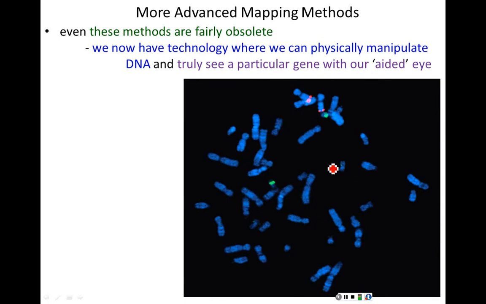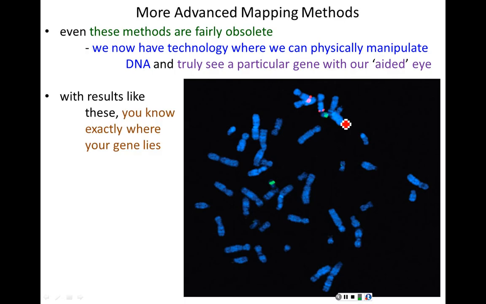tags that are physically binding to specific genes at their chromosomal location and then glowing unique colors. So based on the way the experiment is set up, we know that the green tag is identifying one gene we're interested in, the pink tag is identifying another gene, so we can physically see with our eye where these genes are and what chromosomes they are on. With results like these, you know exactly where your gene lies. You don't need to genetically map, you have physically mapped. You've spotted the gene with a tag.